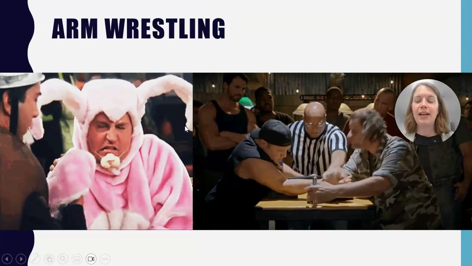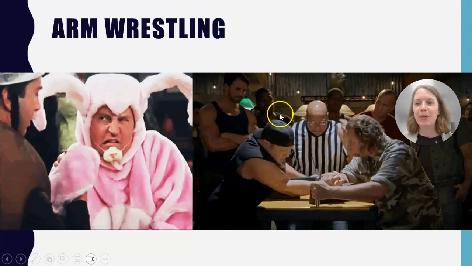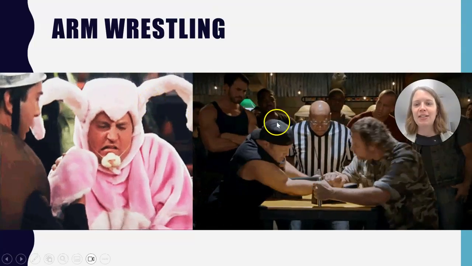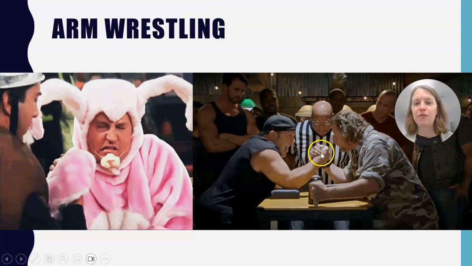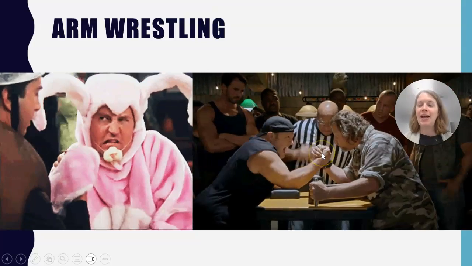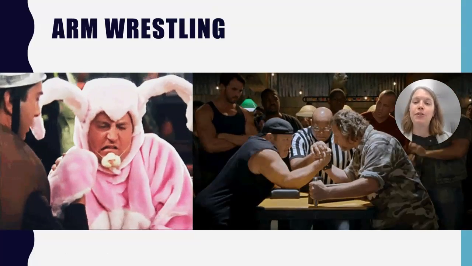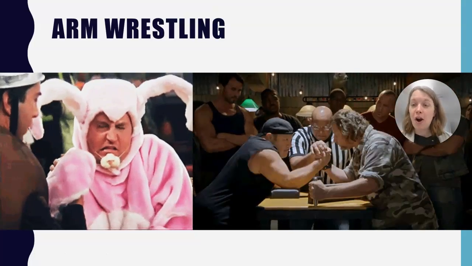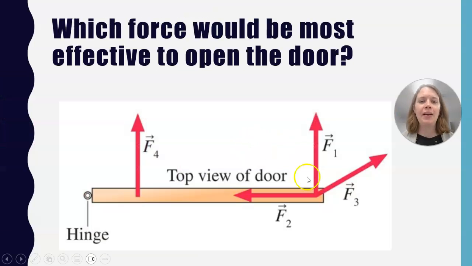So the concept of arm wrestling and many sports have to do with torque. To be successful here, you have to exert a force on the other person's hand, perpendicular to the arm. And that's what we're really thinking about when we're thinking about torque. Which of these forces would be more effective to open a door?